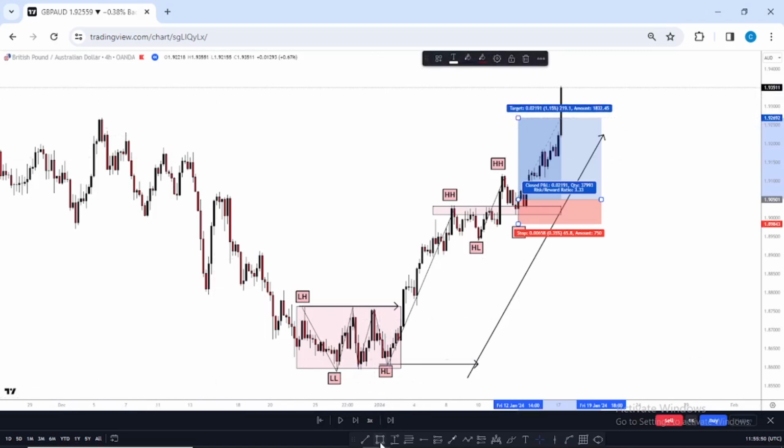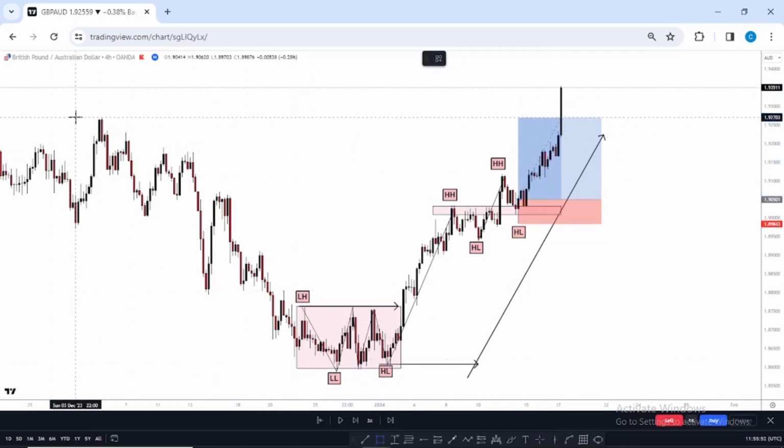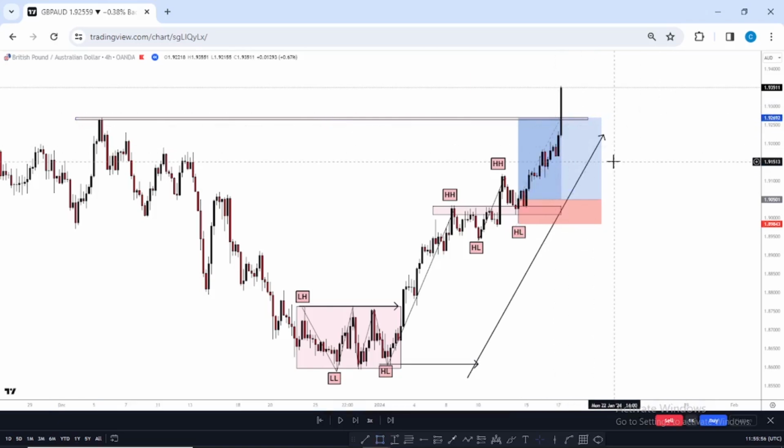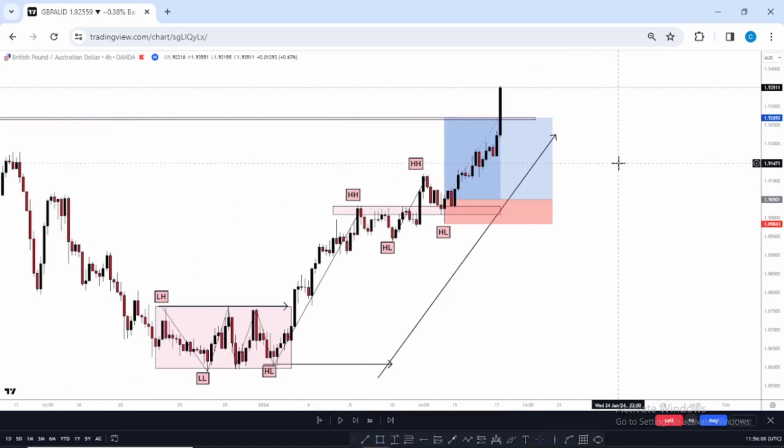Right? You could have targeted this resistance as your take profit. You get me? For the swing traders, but this is not how I took my entries. So for me, when it comes to entries, I like to go down to the lower time frame, which is my H1 time frame, to look for my entries. So now let's go down to our H1 time frame to look for our entries.